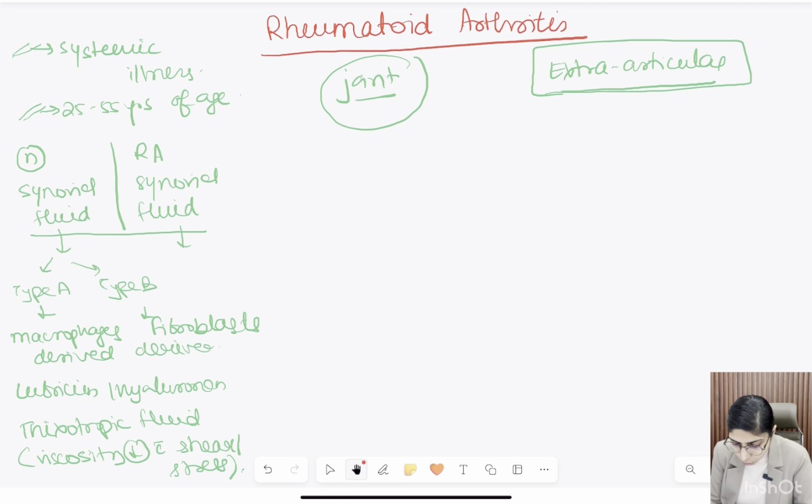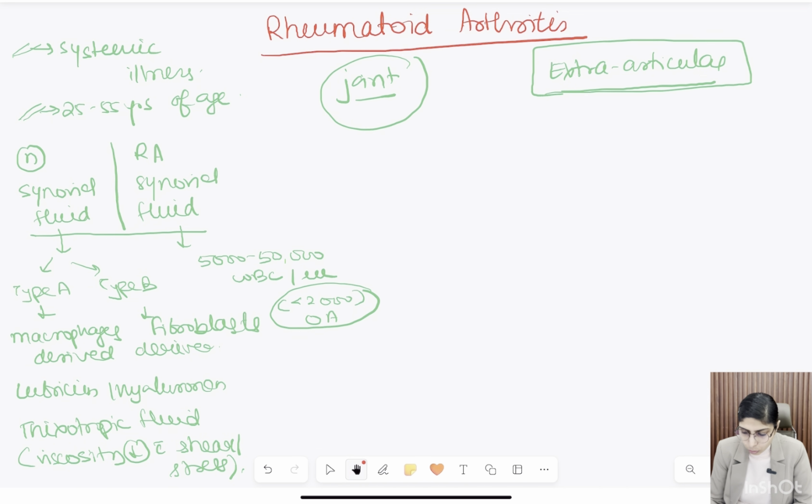Now what happens in rheumatoid arthritis? There is an inflammation. So approximately 5,000 to 50,000 WBCs per microliter or mm cube are there in the synovial fluid. In osteoarthritis, this number is less than 2,000 because it is a non-inflammatory arthritis. In rheumatoid arthritis, since it is an inflammatory arthritis, this number is high.